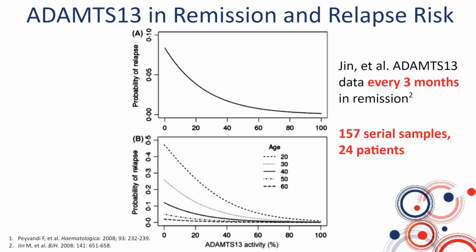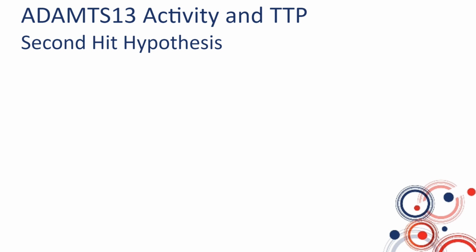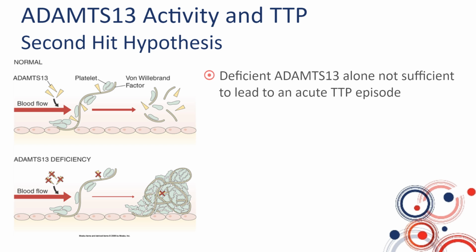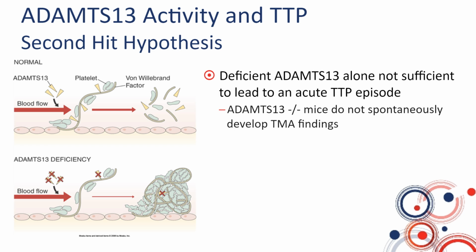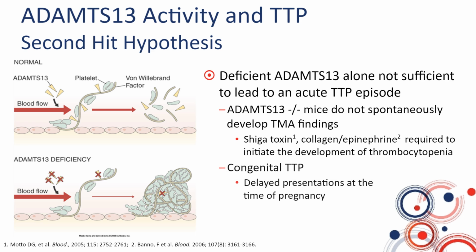It's also important to mention that severe ADAMTS13 deficiency alone does not uniformly or automatically lead to relapse. We talk about the second hit hypothesis and look at mice that were bred to have no ADAMTS13 protease activity. These mice did not spontaneously develop TMA findings. Rather, something else had to be done. Shiga toxin, collagen, epinephrine was added, high doses of VWF, to initiate the development of this thrombocytopenia and this TMA-like picture in these mice. So this is that second hit that we talk about.